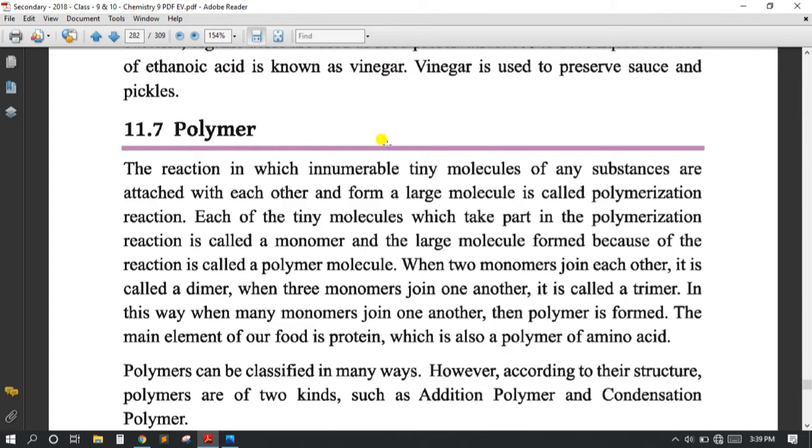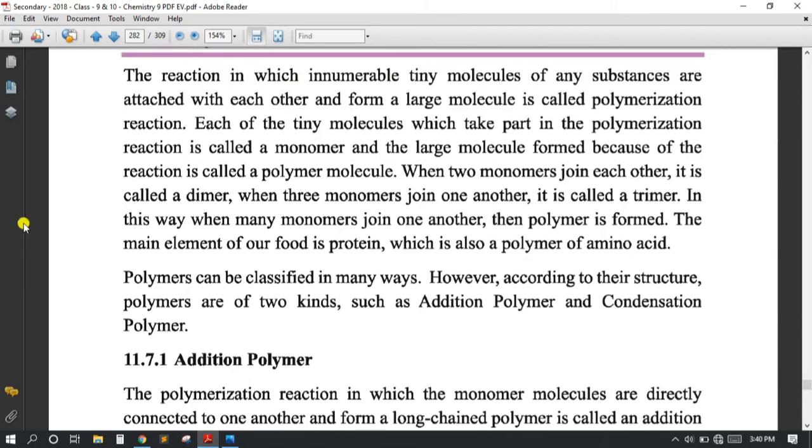When two monomers join to each other, it is called a dimer. When three monomers join one another, it is called trimer. In this way, when many monomers join one another, then polymer is formed. The main element of our food, protein, is also a polymer of amino acid. Polymers can be classified in many ways.